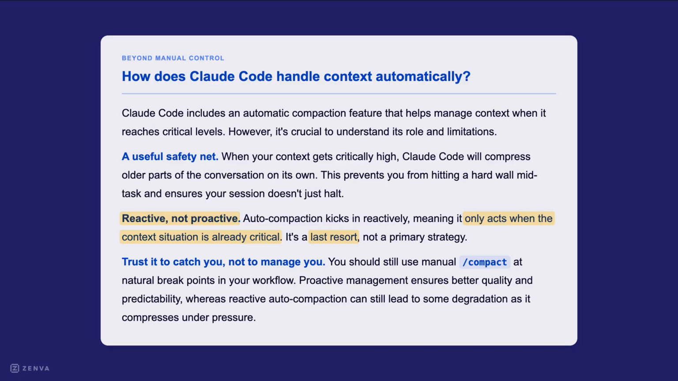So think of it as a last resort. It's for emergencies. Trust it to catch you, but don't rely on it. Your management is better. Auto compaction can still make the model's answers worse because it's compressing under pressure.